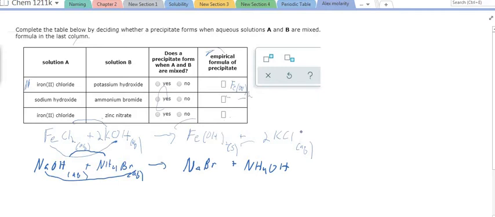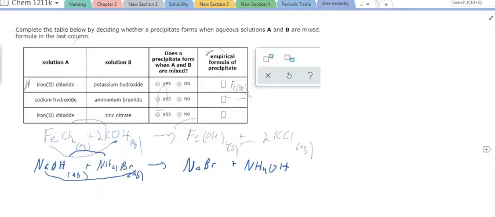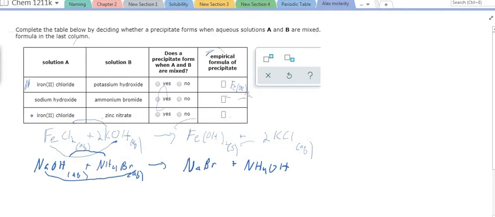The question is, do these form precipitates? The only way you can tell is to go back to your solubility table. I'll look at the ammonium hydroxide and the sodium bromide. You might be able to answer this one really quickly. Everything with sodium, if I look across that whole row, is soluble. And with ammonium, everything is soluble except for the oxide. Well, we weren't looking for that. For ammonium hydroxide and sodium bromide, all of these are aqueous. No precipitate forms, just by looking at the solubility table. So the answer here is going to be no.